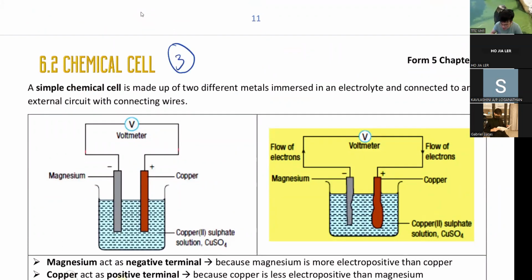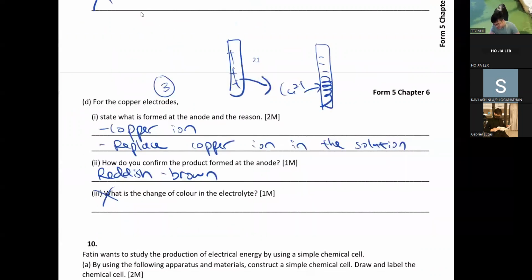This is situation 3 again. Yeah, Kavi, what's up? Oh, you're still writing. Sorry.